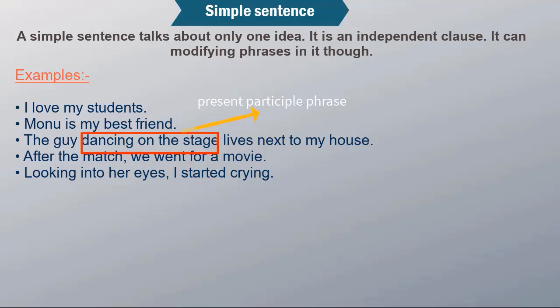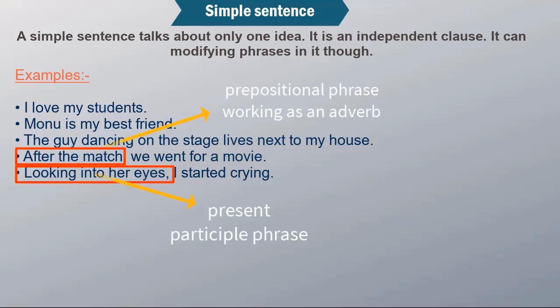A simple sentence, guys, can have modifiers, can have modifying phrases, right? But still, it talks about one idea. It will not have two clauses. It can never have that, okay? More examples. Looking into her eyes, I started crying.